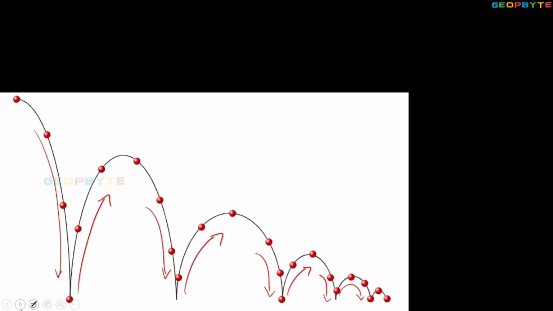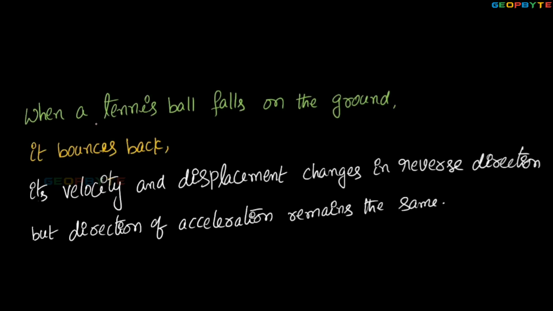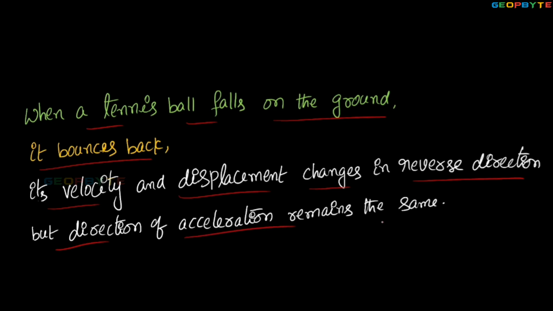Then look at the important point. When a tennis ball falls on the ground, it bounces back. Its velocity and displacement change to the reverse direction. That point I told you. But the direction of acceleration remains the same. Direction of acceleration cannot be changed. That's why we opted B.